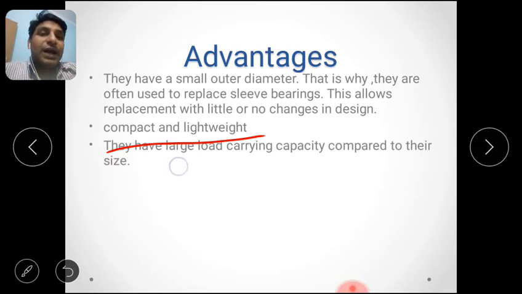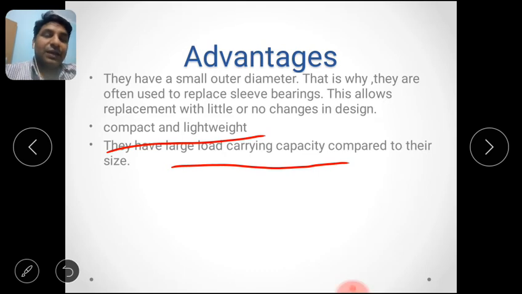Its third advantage is large load carrying capacity compared to its size. If you compare its size with its load carrying capacity, then the capacity is on the higher side. So these are the advantages of this needle bearing.